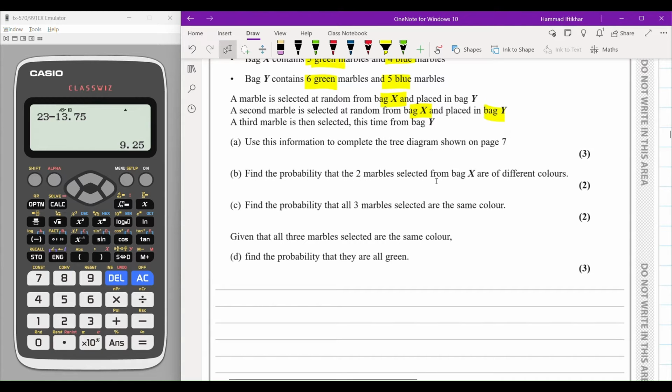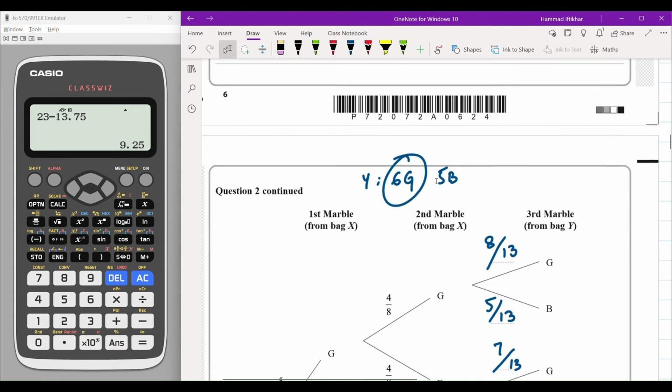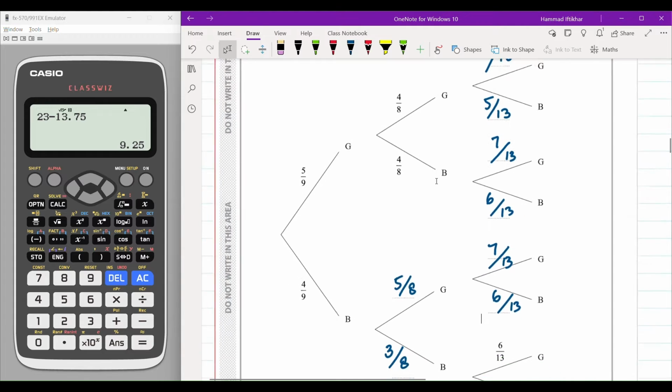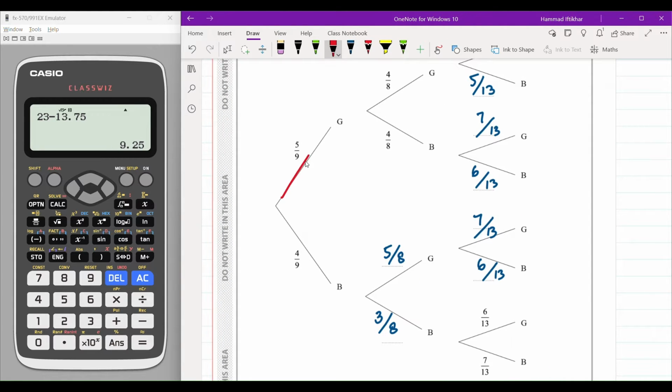Find the probability that the 2 marbles selected from bag X are of different colors. Different colors means these two scenarios. So 5 over 9 times 4 over 8. You can multiply these two also, but they just sum up to 1. So we are actually just dealing with these two things.